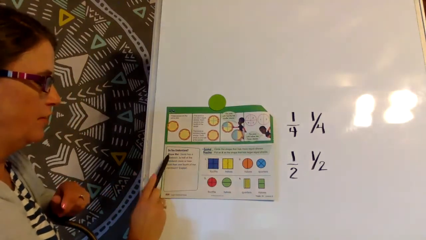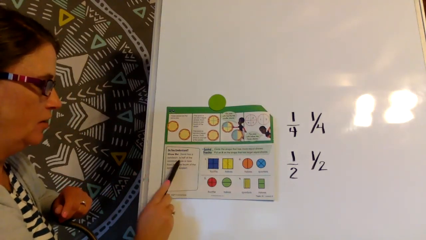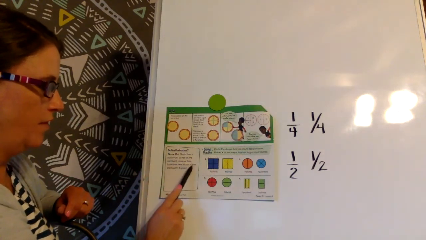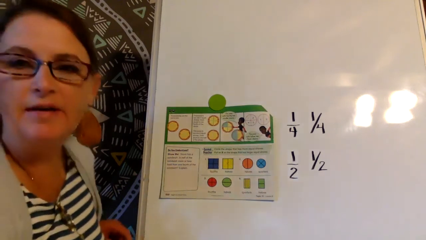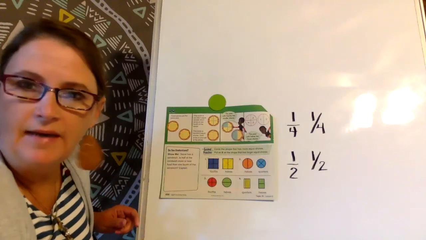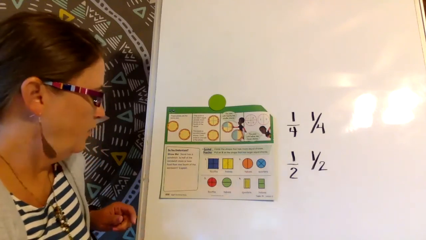If we look at our do you understand, show me, it says David has a sandwich. Is half of the sandwich more or less than 1/4 of the sandwich? Explain. If you think back to what we did on the very first page, we divided those sandwiches into halves and fourths.